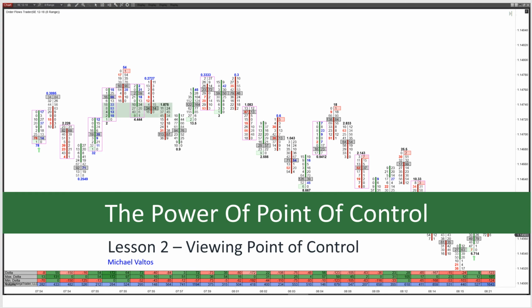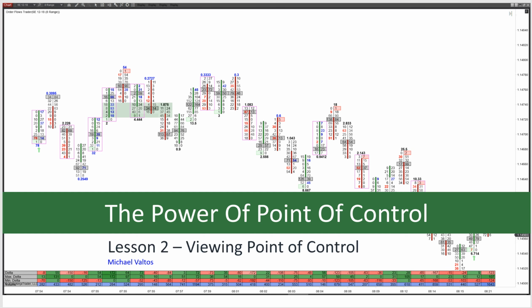There are so many different volume footprint charts available nowadays that pretty much everyone has access to one. So if you're not using a volume footprint chart, I think you should really consider it, especially if you get one that has the information on it that you need.